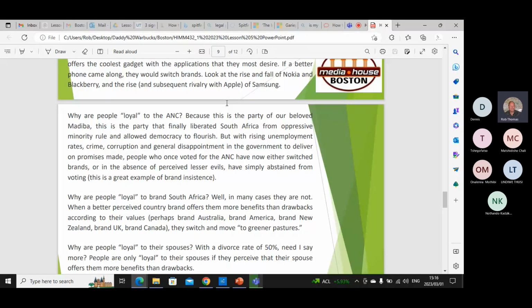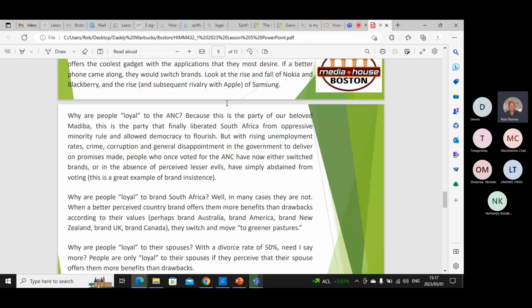But with rising unemployment rates, crime, corruption, and general disappointment in the government to deliver on promises made, people who once voted for the ANC have now either switched brands or, in the absence of perceived lesser evils, have simply abstained from voting. This is a great example of brand insistence. So guys, there are people, gogos out there who insist, I want to vote for the ANC, I want to vote for the ANC. I'm very disappointed. Fine, I'm not going to vote this year then. I'll punish the ANC by not voting for them, but I won't give my vote to another party.